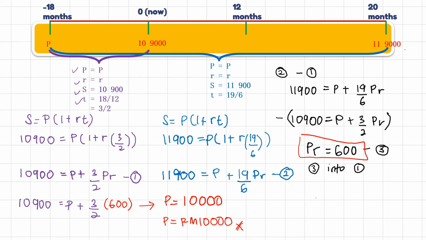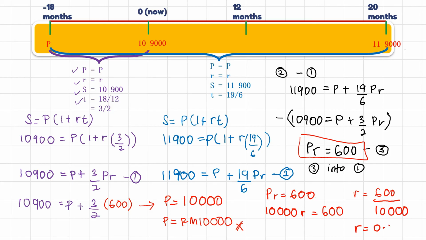Since we already know that we have PR equals to 600, and here we have P, we just put P is 10,000, R equals to 600. So just simplify the equation, you will get R equals to 600 over 10,000. And your R should be 0.06. The final answer for R should be written in percentage. Therefore, R equals to 6%. This is your final answer for R.